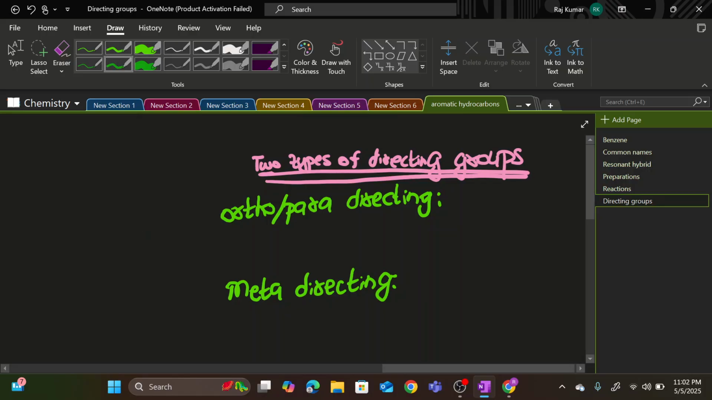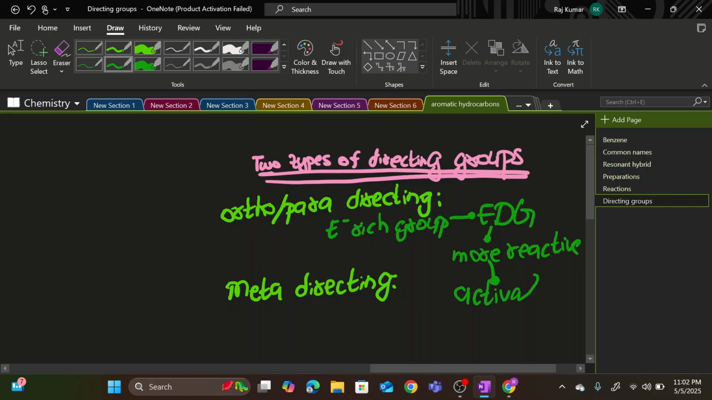When it comes to the ortho para directing group, it is an electron rich group. And because it is an electron rich group, it donates electrons to the benzene ring, due to which it is also known as an electron donating group, EDG. Because it donates electrons to the benzene ring, it makes the benzene ring more reactive. And due to this reason, we call this group an activating group, because it activates the benzene ring.